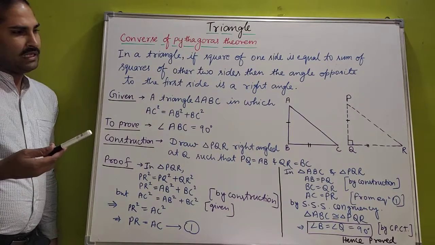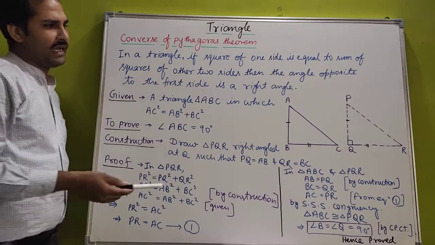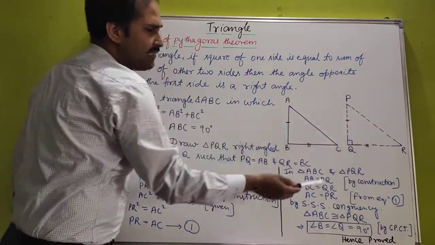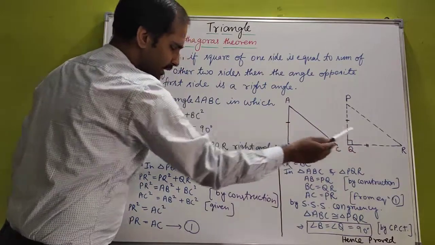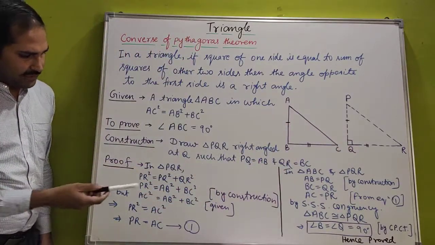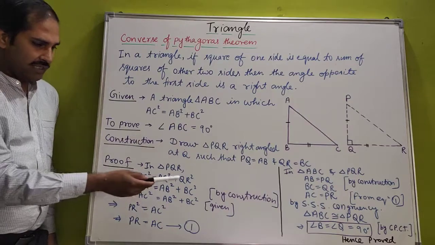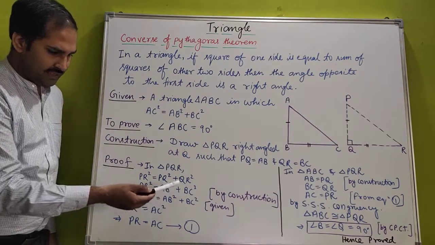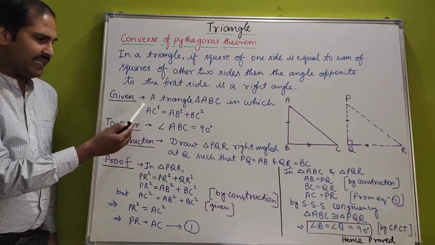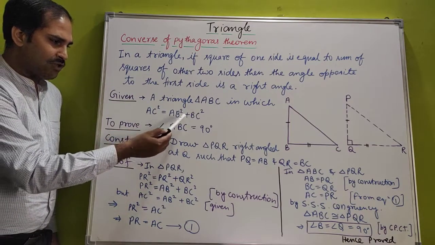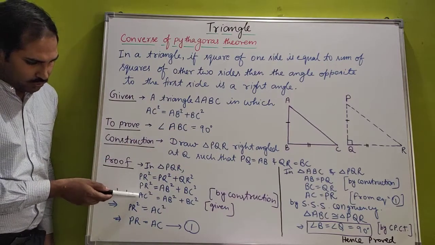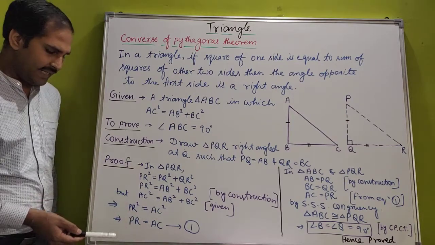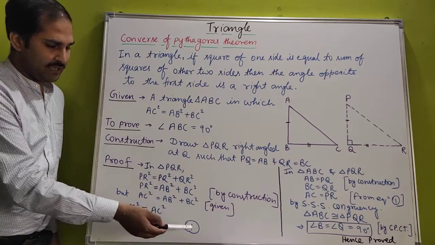Now, in the proof part, if we try to use Pythagoras theorem in triangle PQR, then we can say that PR square is equal to PQ square plus QR square. And as by construction, PQ is equal to AB and QR is equal to BC, so PR square becomes AB square plus BC square. And by the given part, we can see here AC square is equal to AB square plus BC square. If we compare these two, we can find that PR square is equal to AC square, and we can also say that PR is equal to AC. This is our equation number 1.